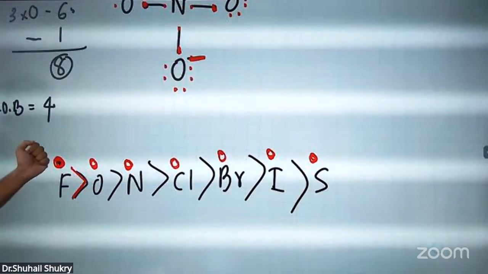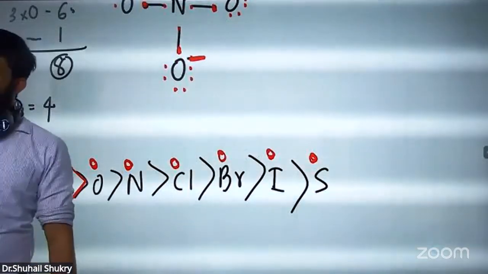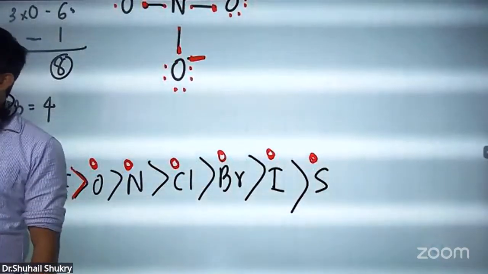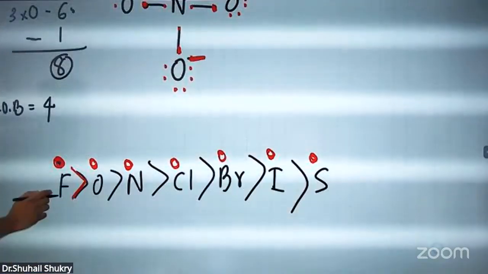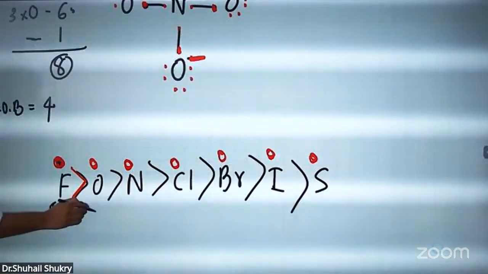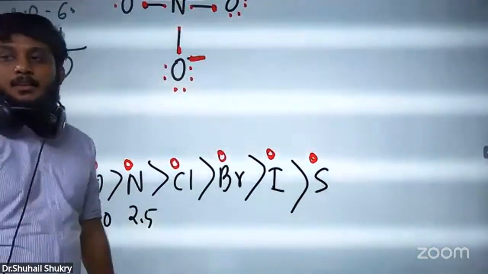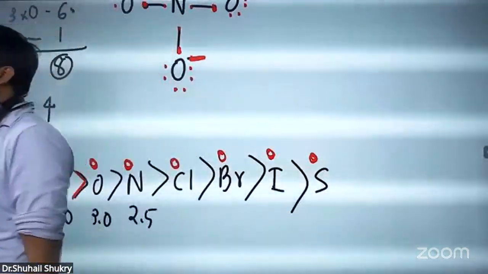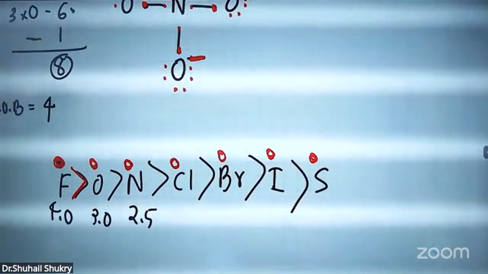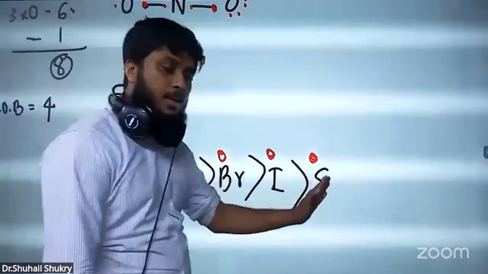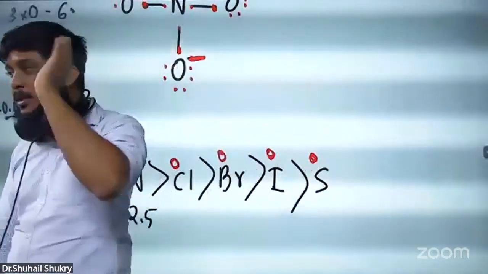Fluorine is the highest electronegative element on the earth. No one can exceed fluorine. Fluorine's electronegativity value is 4.0. Oxygen is 3.0. Nitrogen is 2.5. The values are like this. No need to remember the value, but this is the electronegativity order. After sulfur only, other elements will come.